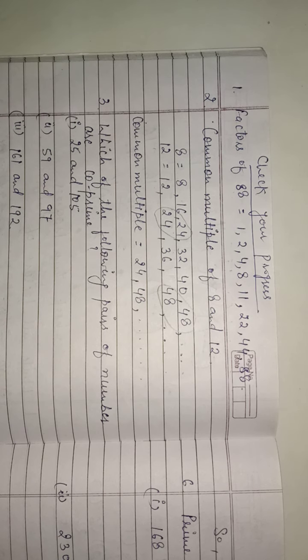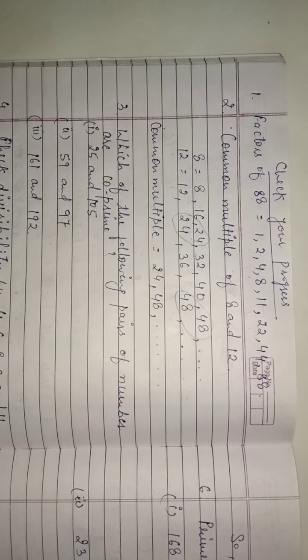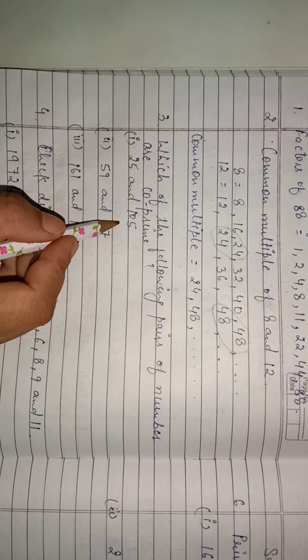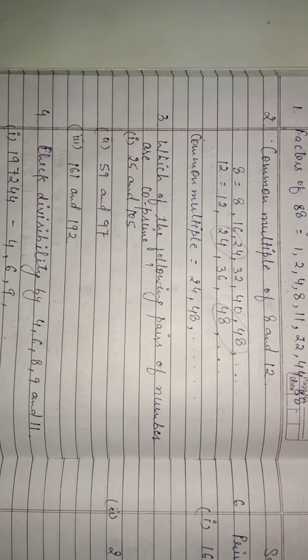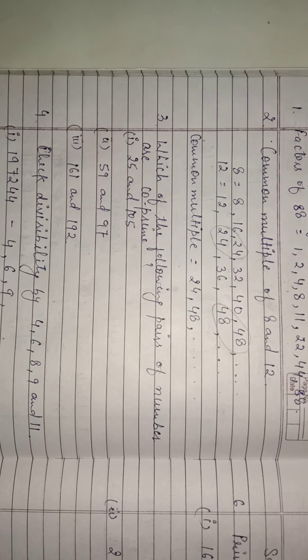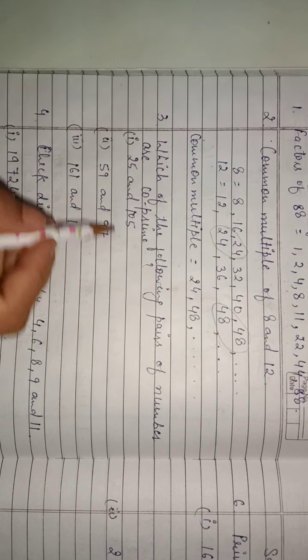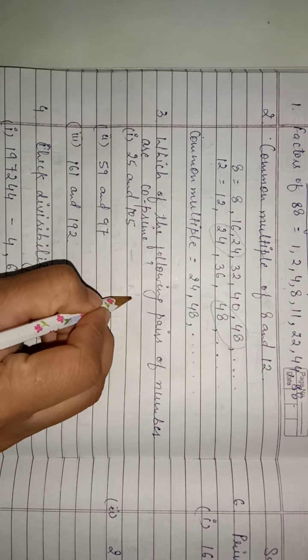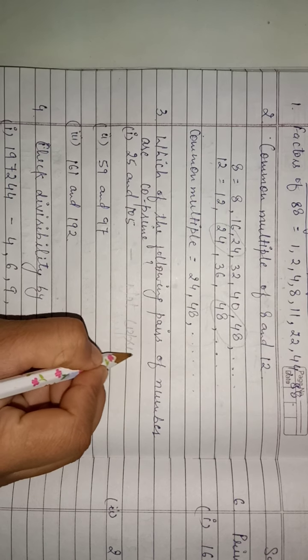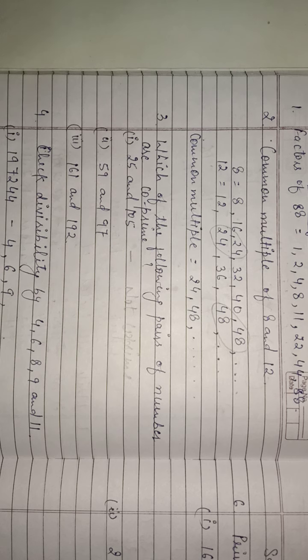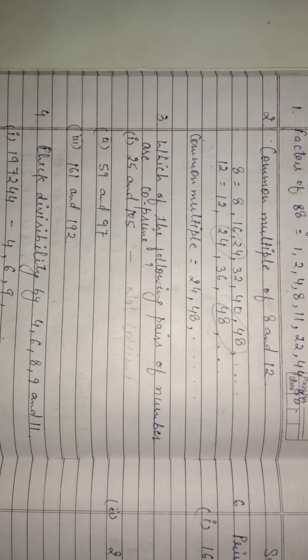So next one, we have to tell which of the following pairs of numbers are co-prime. So here 24 and 105, 25 and 105. Students, here we can check that 25 is divisible by 5 and 105 is also divisible by 5. So we can say that this one is not co-prime, because for a co-prime pair the common factor must be 1.